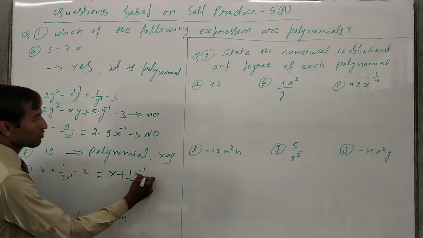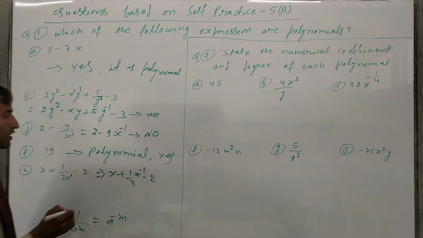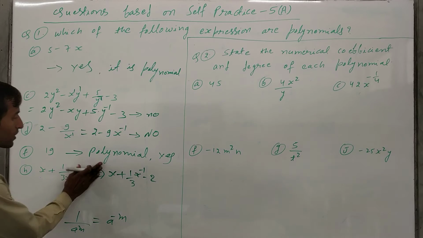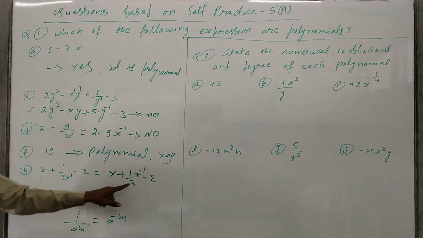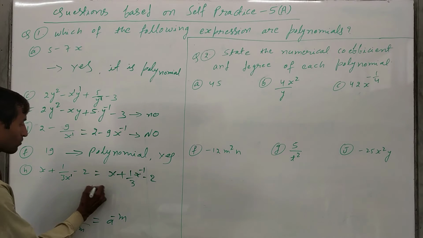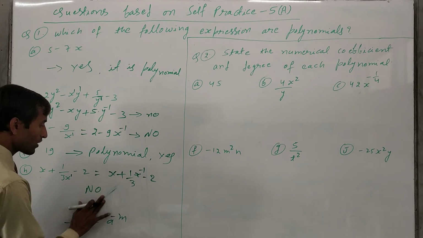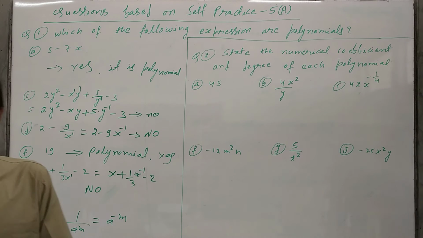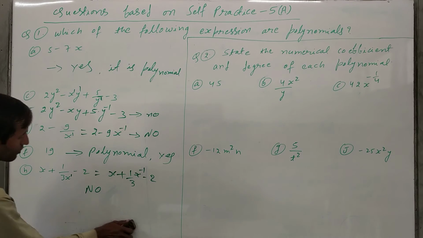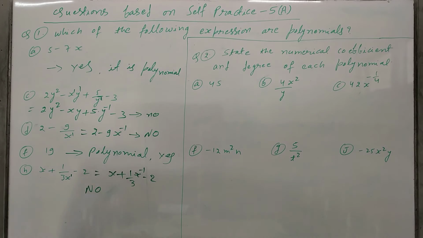Again, minus 2 is there. So again it will come x plus 1 upon 3 x power minus 1 minus 2. Again we have a variable with negative power, so it is not a polynomial. So the answer is no. Like that you can check the ones I have left; you have to try them yourself. Just check which one is a polynomial and which one is not.